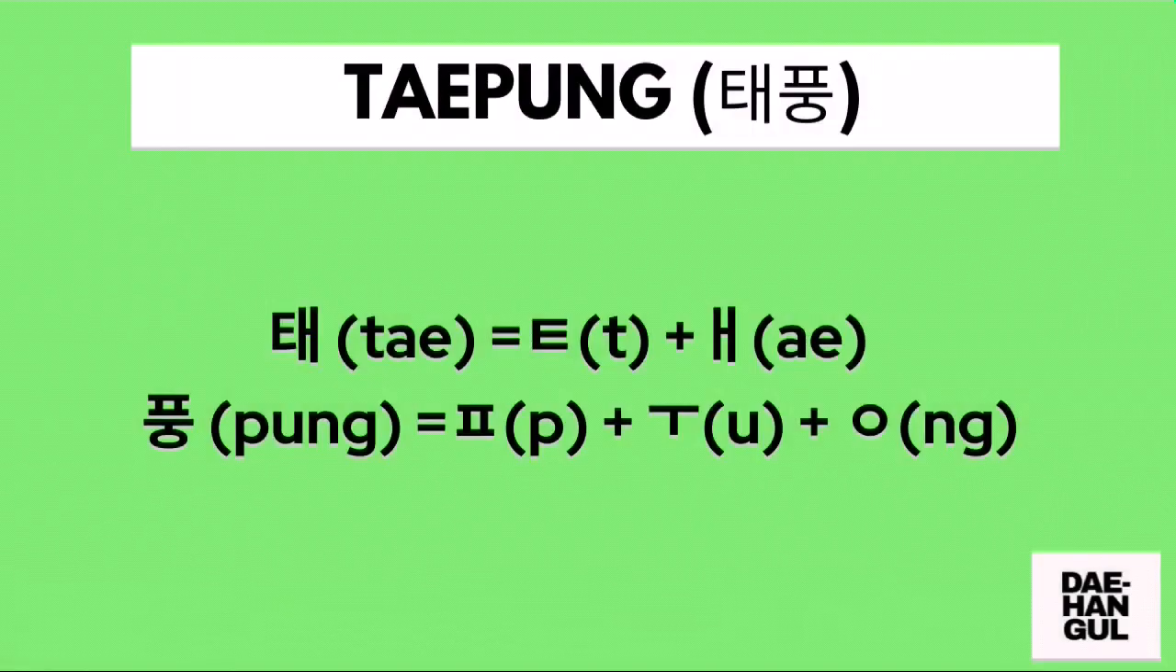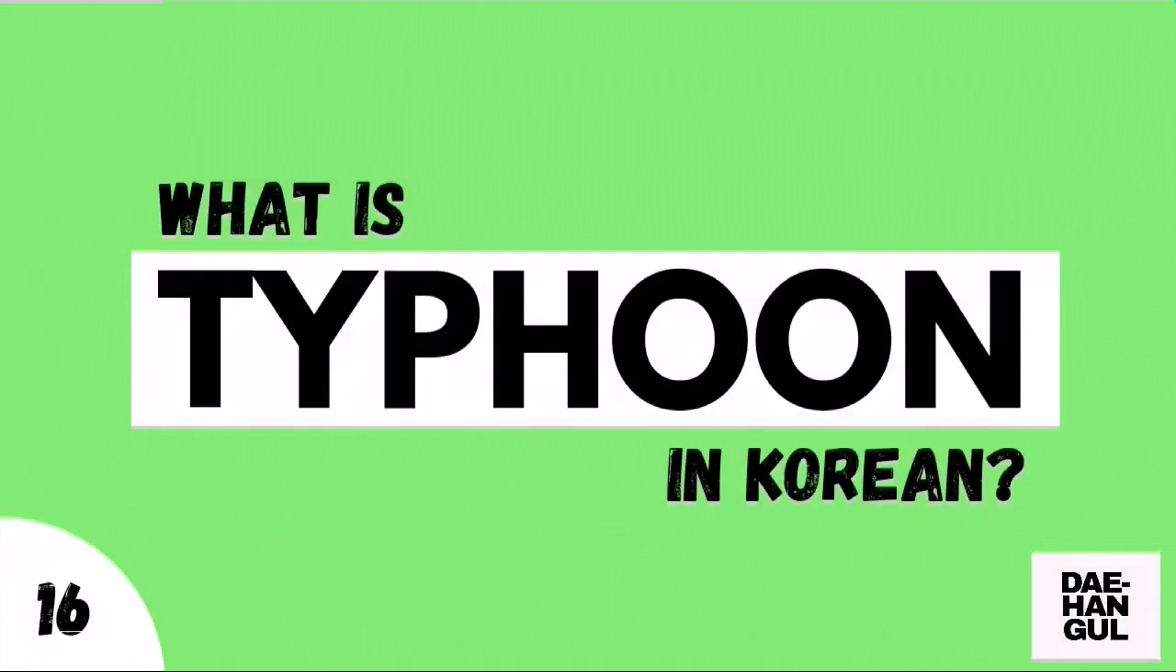How do we write this in Hangul? Let's start with the first syllable, Tae. First, we need to draw a T character followed by the E character. And then for the second syllable, Pong, we need to draw first a P character followed by an U character followed by the Ing or the NG character in Korean. And then we just have to combine to form the Hangul of Taepong. And now you already know what is typhoon in Korean.